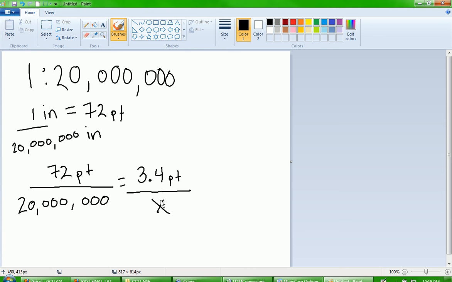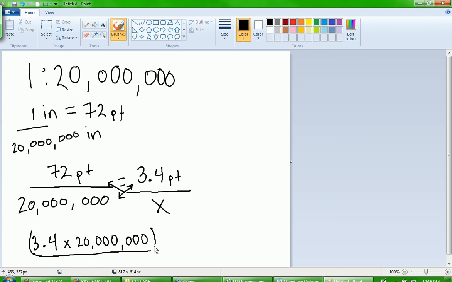But just keep in mind that the way to solve for x in this sort of problem is to cross multiply between these two numbers and then divide by this one. So we're going to multiply 3.4 times 20 million, and we're going to divide that by 72.